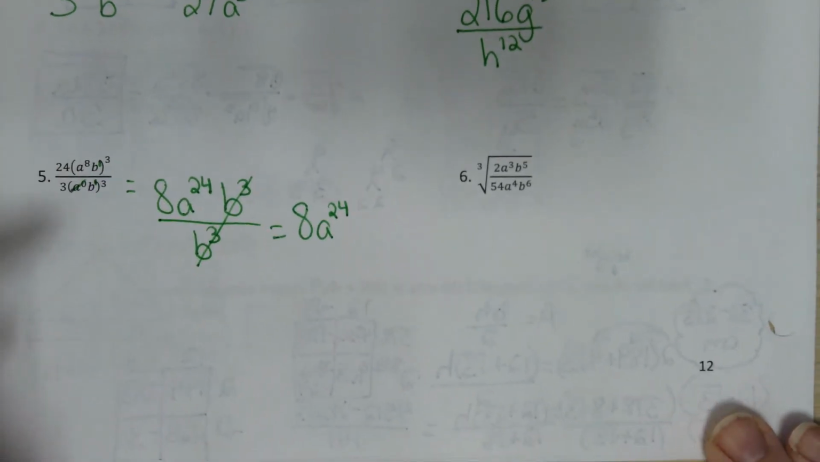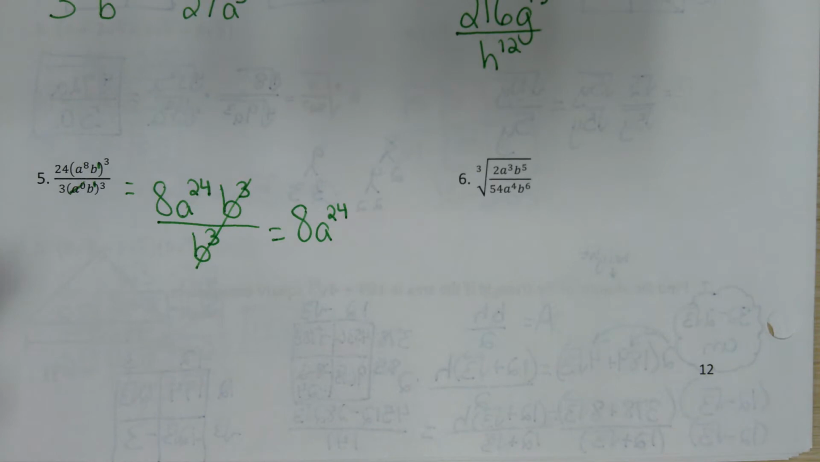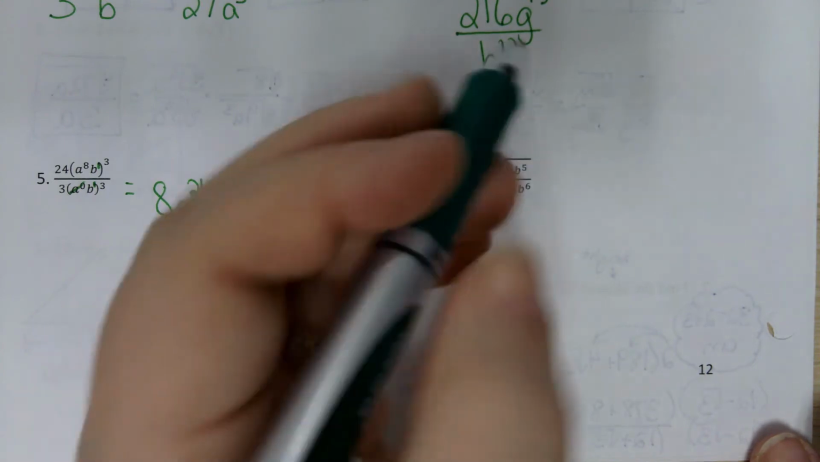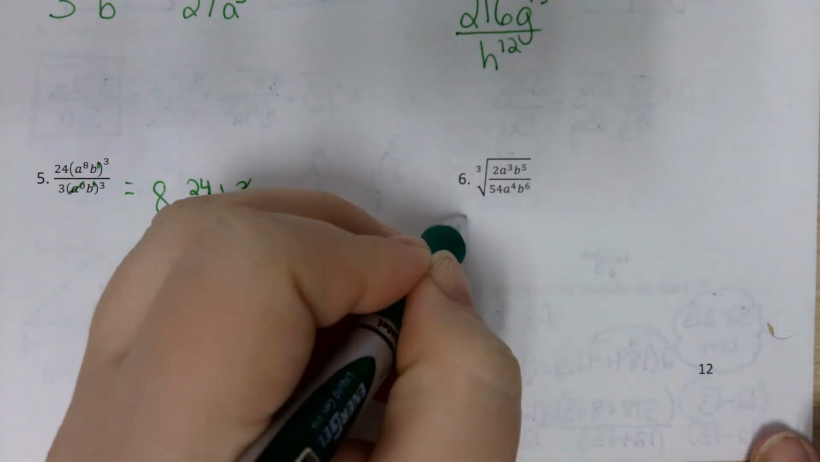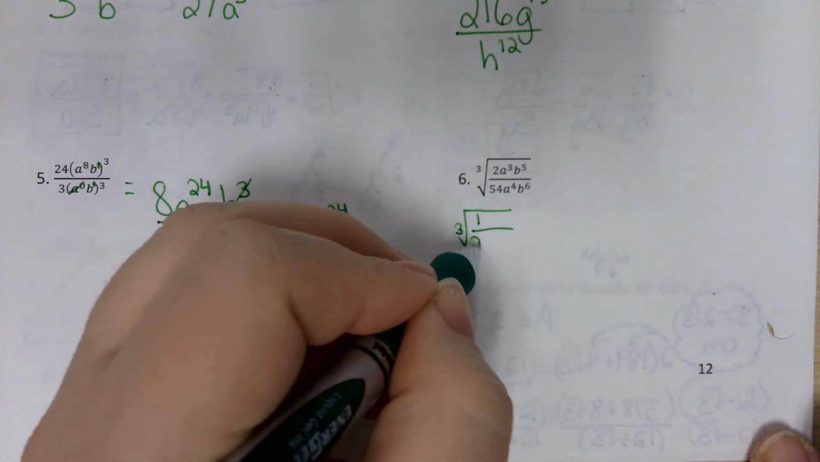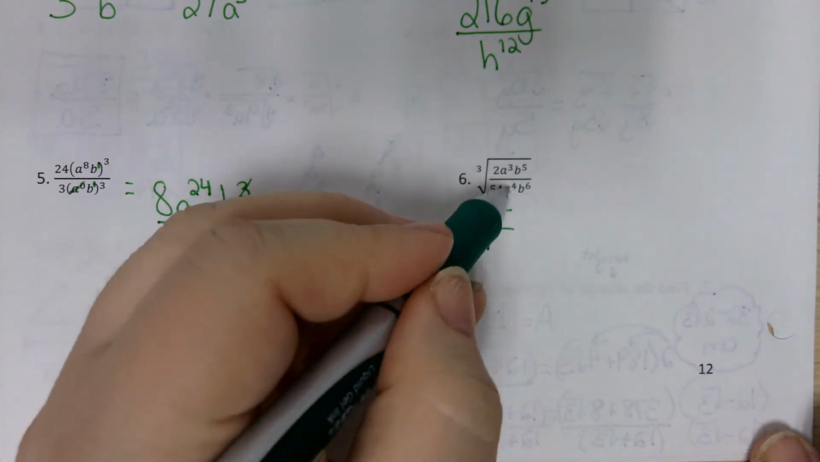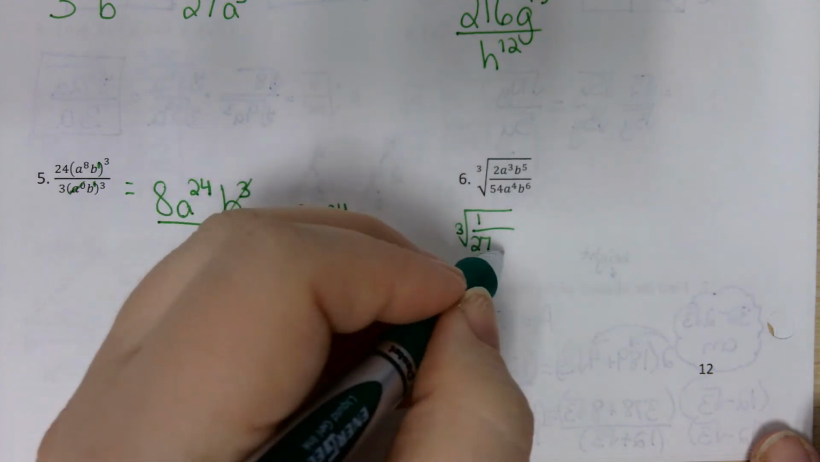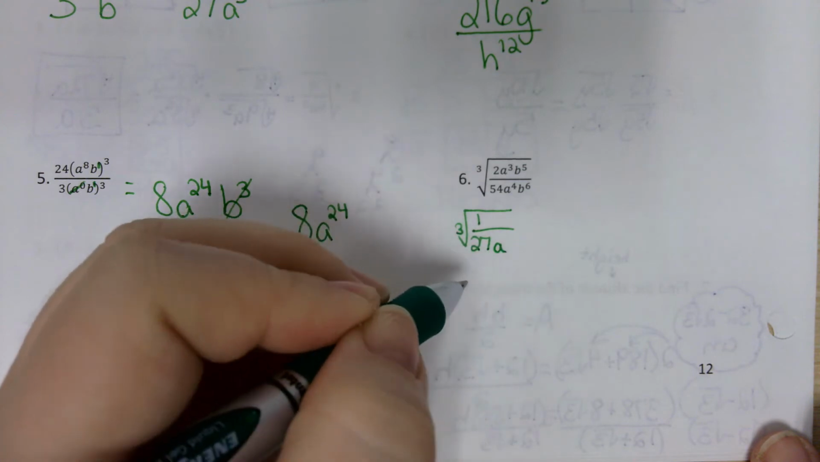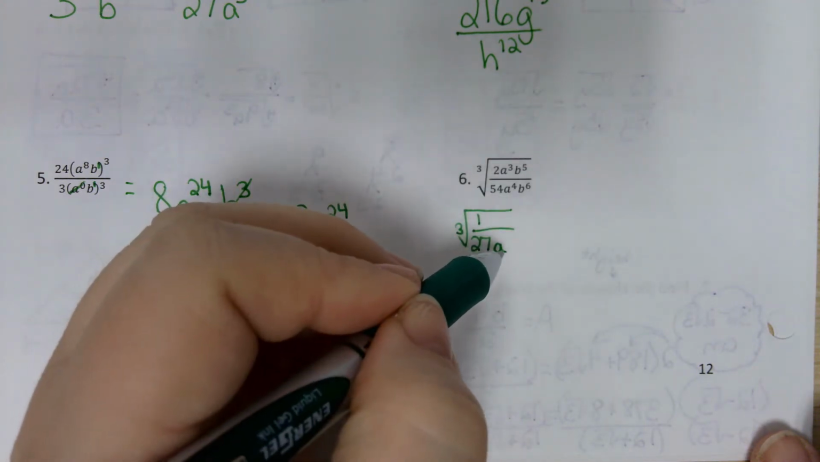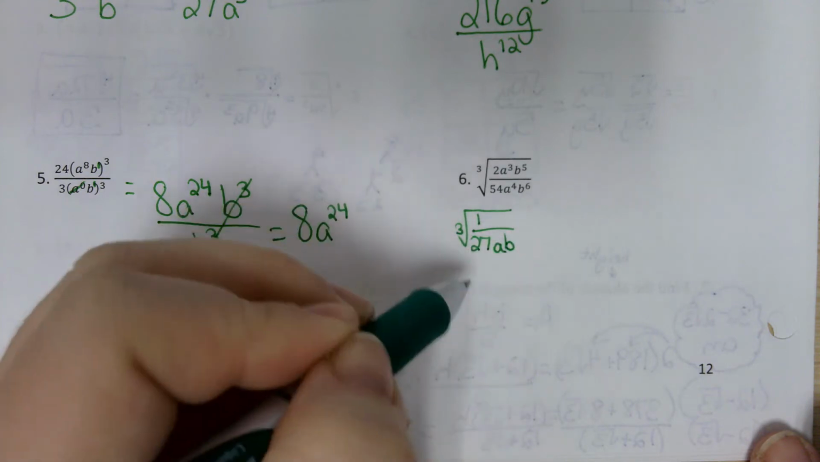For number 6, this is kind of where the Algebra 1 material crosses over into Algebra 2. We have 2 over 54 that will need to be simplified, and that becomes 1 over 27. Then the a's will subtract the exponents. 4 minus 3 is 1. 4 was bigger, so a to the first goes to the bottom. 6 minus 5 is 1, and since the 6 was bigger, b to the first goes to the bottom.